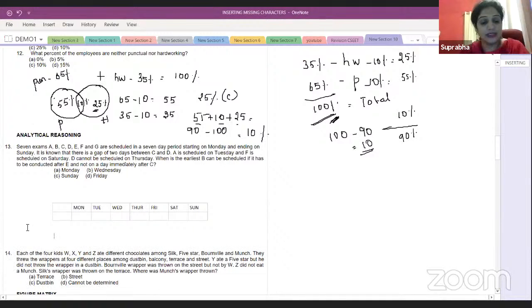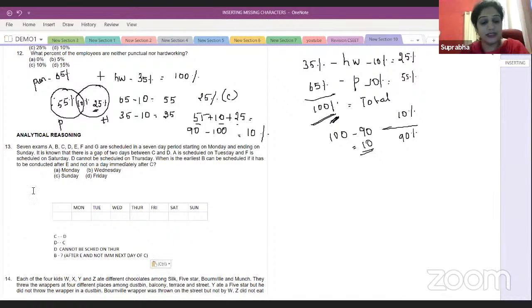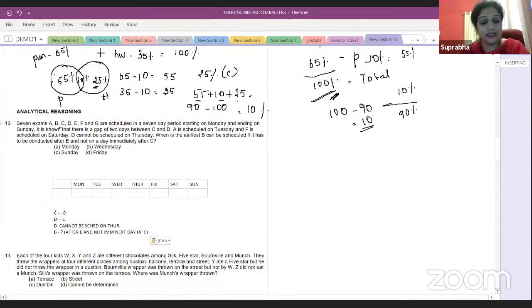So I'll go back to question number 13. Here it says that there are 7 exams, A, B, C, D, E, F, and G. These are the 7 exams. They have been scheduled from Monday and it ends on Sunday. That is 7 days.